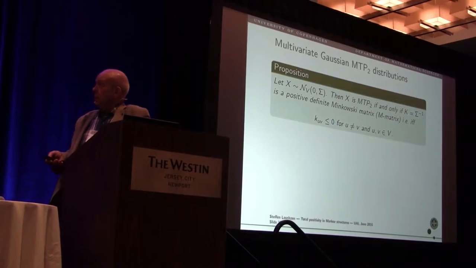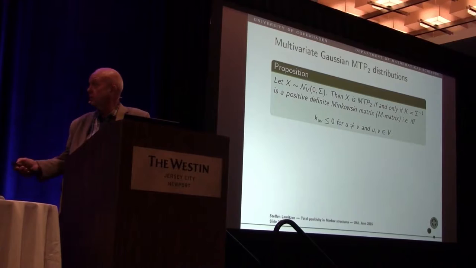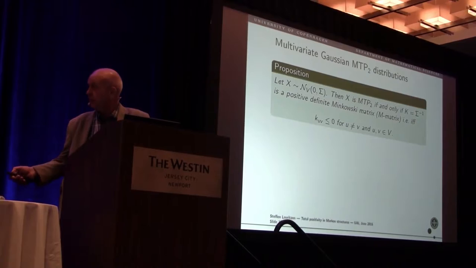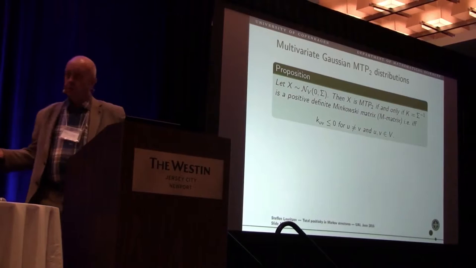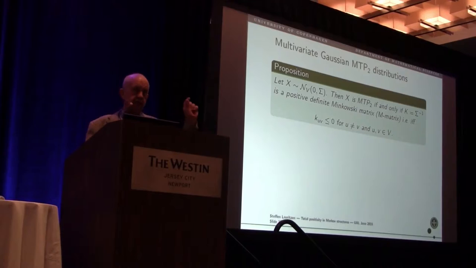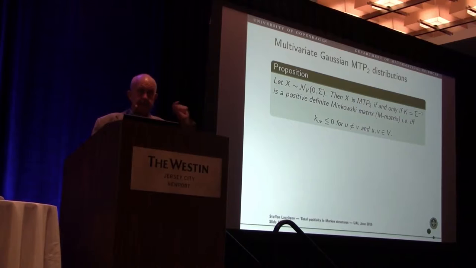For a multivariate Gaussian, it's a very simple condition. The condition is simply that the inverse of the covariance, which is the concentration matrix, always has non-negative entries outside the diagonal. This is known as a Minkowski matrix or an M-matrix, so that every off-diagonal element in the Gaussian should be non-positive. It's allowed to be zero, but it should be non-positive.